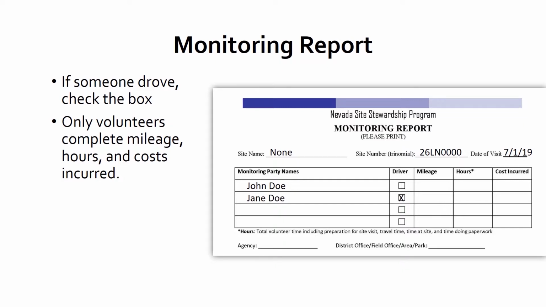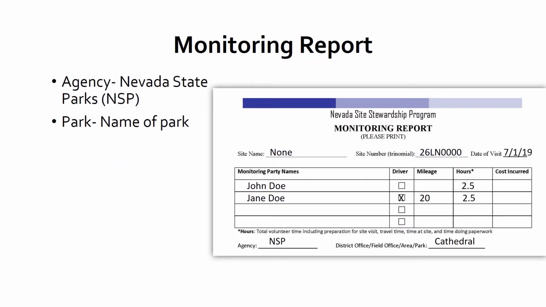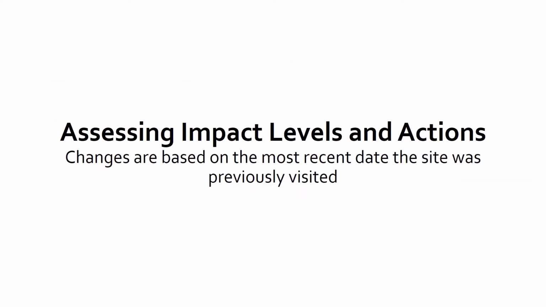Next, we're going to fill out the agency that the site's land is on, and that's the Nevada State Parks, which can be abbreviated NSP, and the name of the park. So for this site, it's Cathedral. So not only do we have to go out and document the condition of the site, but we have to assess the impact level, because each impact level has an action that we're supposed to take. And the changes that we are assessing are based on the most recent date the site was visited.